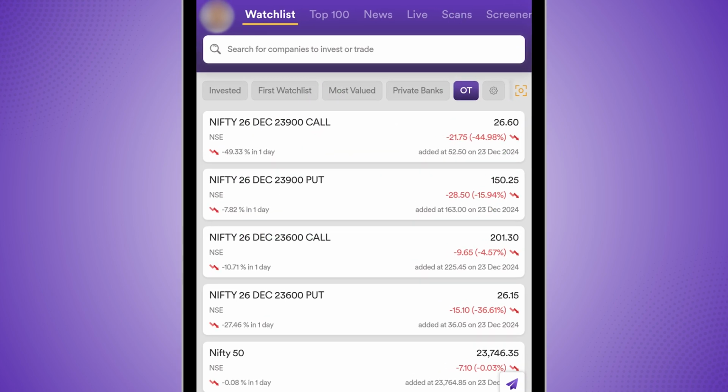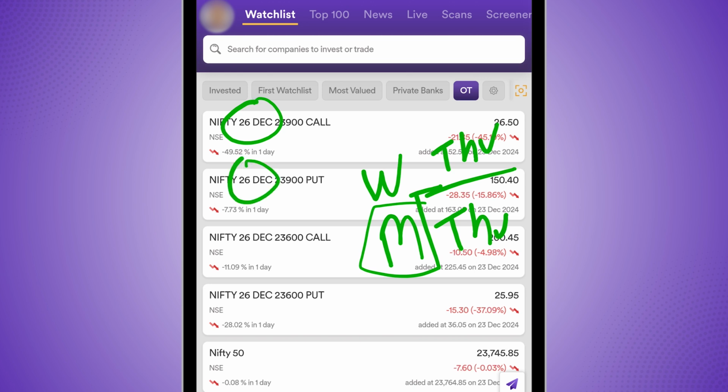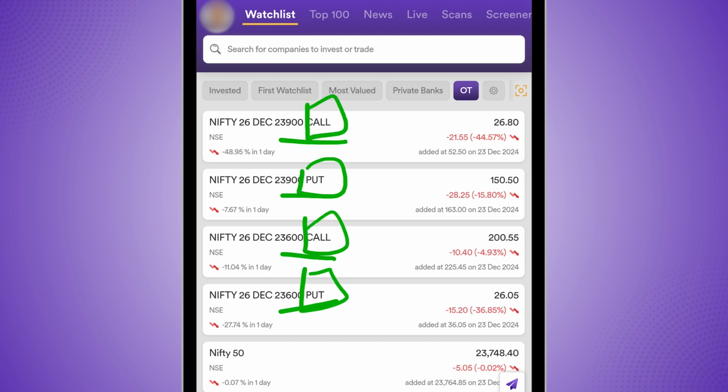So in case of Nifty, there is a weekly expiry and a monthly expiry. Last Thursday of the week is when weekly expiry happens. Last Thursday of the month is when monthly expiry happens. So in this case, 26 December is the monthly expiry. So the Nifty contracts have two kinds of expiries. And then there are different strike prices for which both call and put contracts are available.